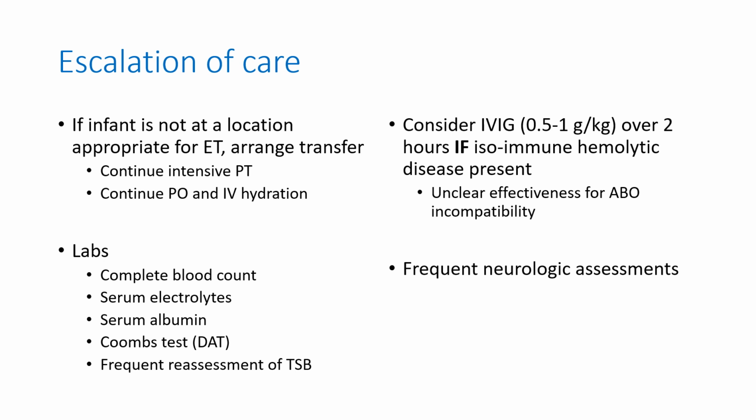And only in that condition can you give IVIG, 0.5 to 1 gram per kg over 2 hours, if you have evidence of isoimmune hemolysis. And not only this: if you admit the baby under escalation of care, you should actively and frequently examine the baby neurologically. You should do the neurological assessment more often.